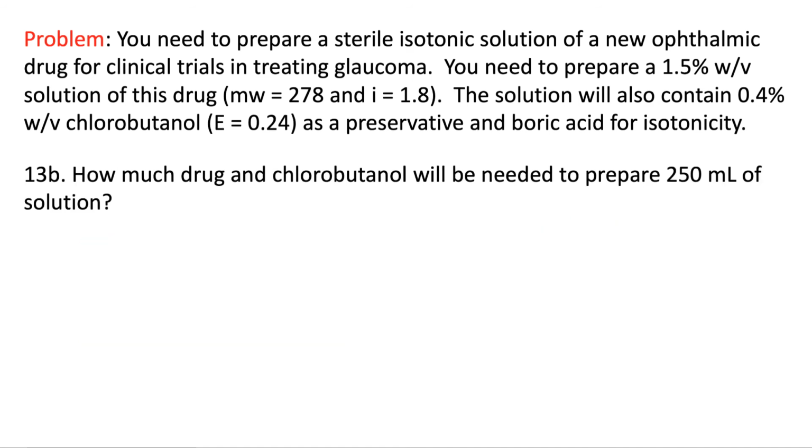Let's go on to letter B, because now it wants to know how much of our experimental drug and how much of the chlorbutanol is actually needed if we were to prepare 250 milliliters of this ophthalmic solution. Okay? Well, that's a simple concentration question, so let's say that we want to prepare 250 mils of this solution, and we were told in the question that our experimental drug needs to be a 1.5% weight per volume. That means 1.5 grams per 100 milliliters. So if we multiply like that, milliliters cancel, and I would need 3.75 grams of my experimental drug.